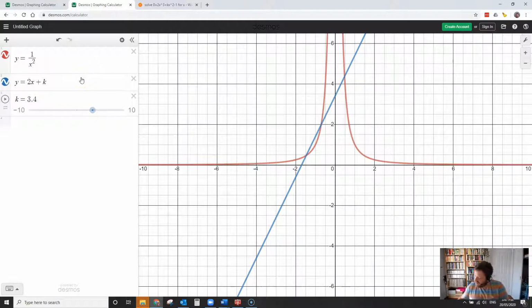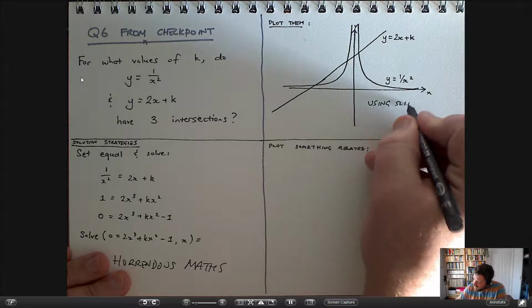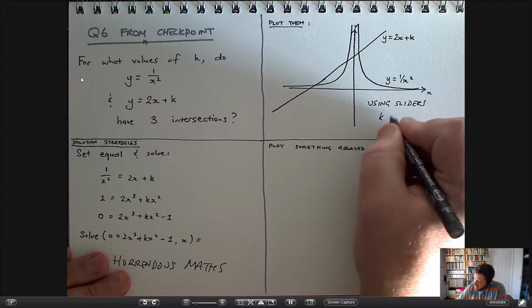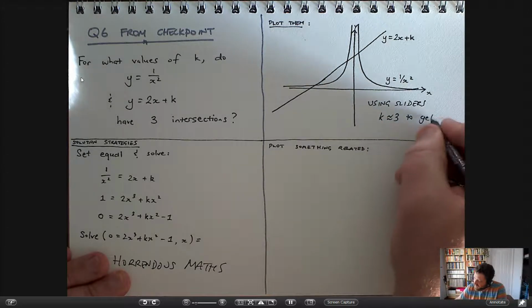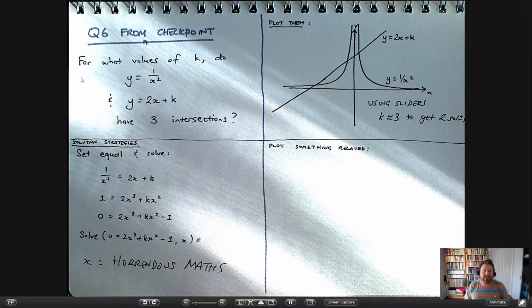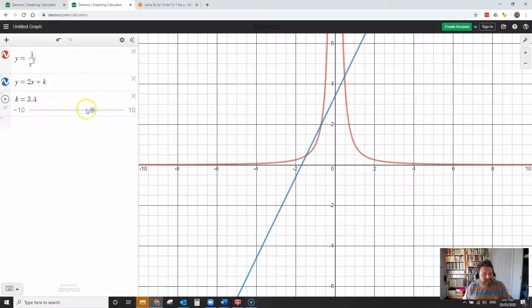So using sliders, we see that k needs to be around about 3 to get just 2 solutions, and then any bigger than that, and it seems to give us 3 solutions. But yeah, it's a bit of an approximate method, and you'd probably get some marks for it, but you wouldn't necessarily get full marks for this.